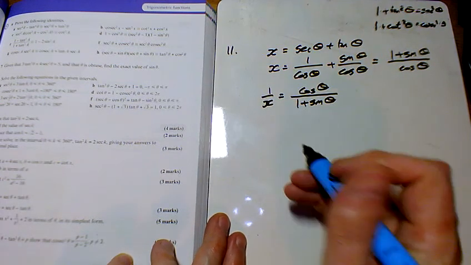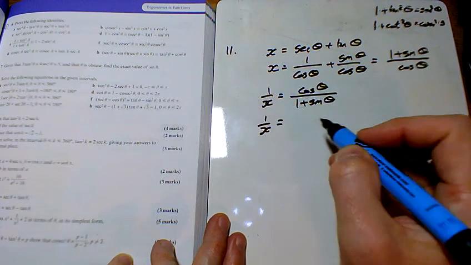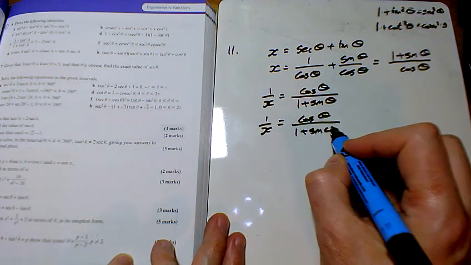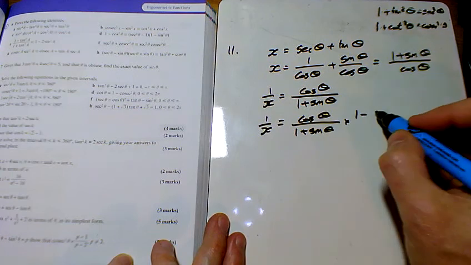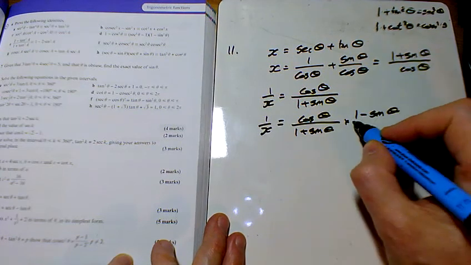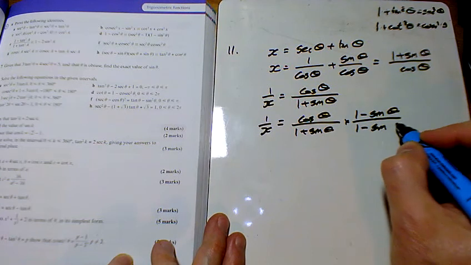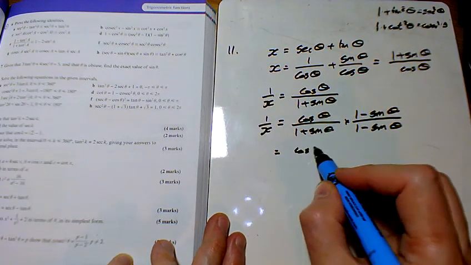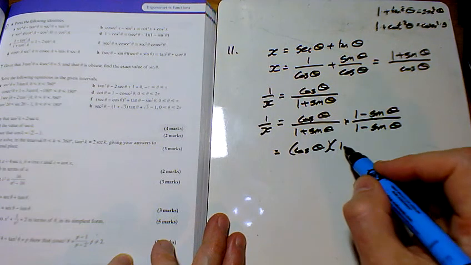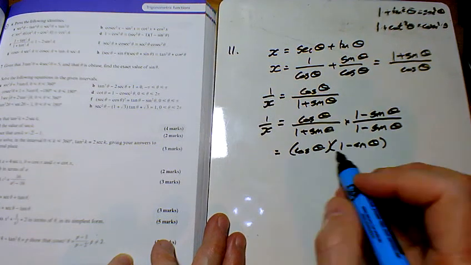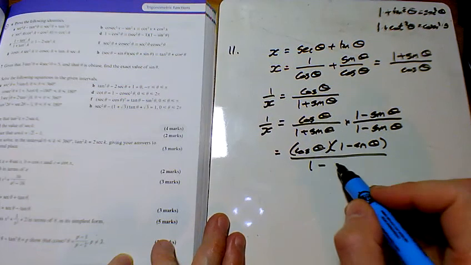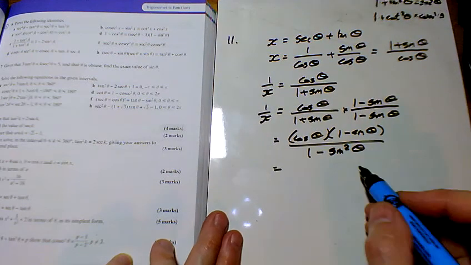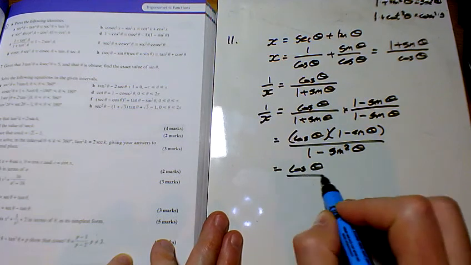So one trick that we could do with this, much like we did with that surd earlier, if you're struggling, is you can times by 1 minus sine theta over 1 minus sine theta and see what happens. On the top here, we're going to get cos theta and 1 minus sine theta. And on the bottom, we've got 1 minus sine squared theta. And 1 minus sine squared theta is cos squared theta.